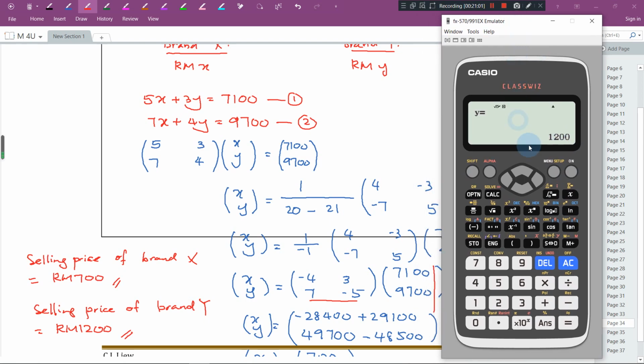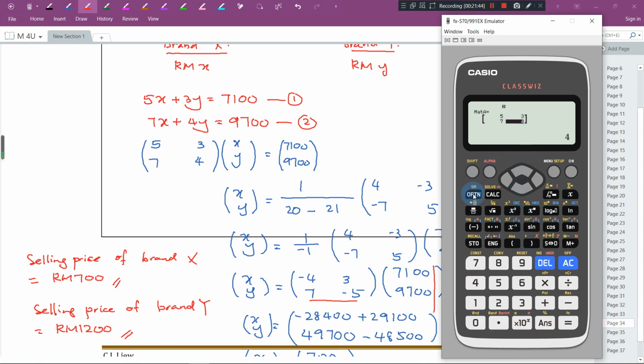Okay, so if you don't want to use this function, you can actually use the matrix function as well. So what you need to do is, okay, let me clear this one first. Now I go to matrix. Okay, I'm going to enter this matrix and this matrix. I will just set this as matrix A. I'm going to define it. You have 2 rows, 2 columns. So 5, 3, 7, and 4. So this is matrix A.